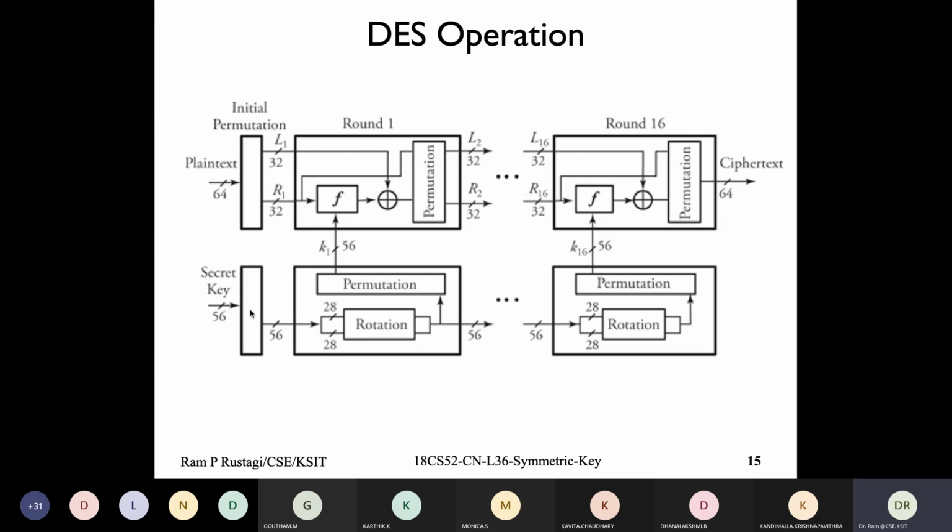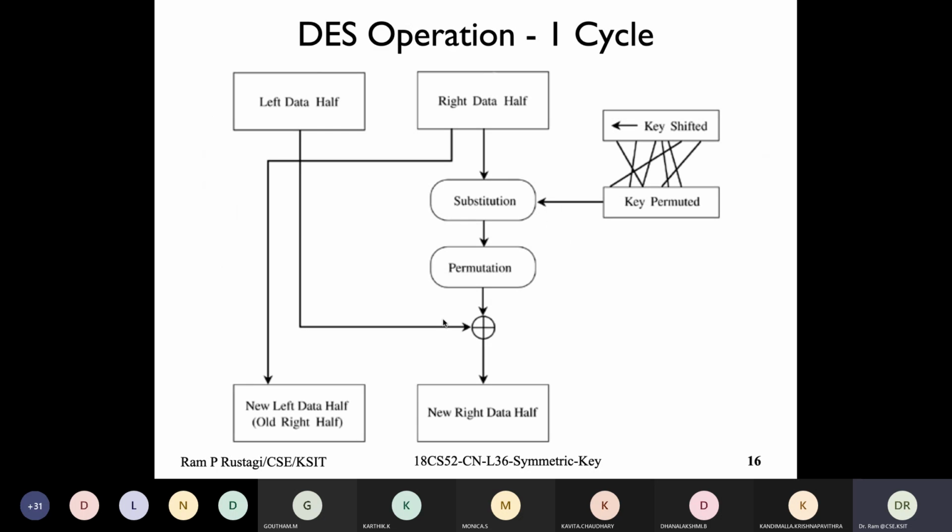The same process is repeated: L2 and R2 go through the key operation, and that's how things really happen. We'll explain how the function F works. You take the 56-bit key, divide it into two halves of 28 bits each, perform a rotation, do a permutation, then apply the function, and the process repeats. Round 1, round 2, round 3, up to round 16, you get the cipher text. And I'll give you the F operation in a little more detail in the following way.